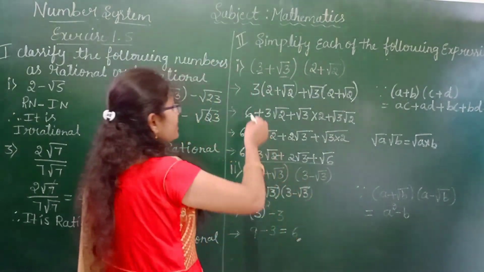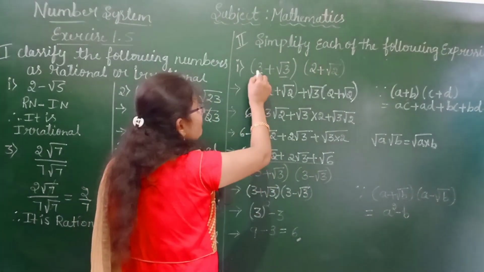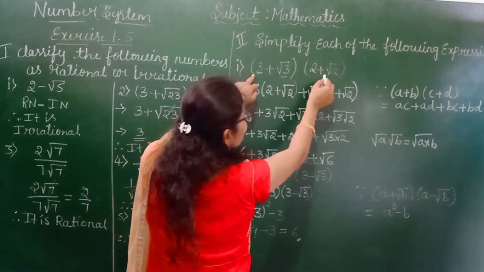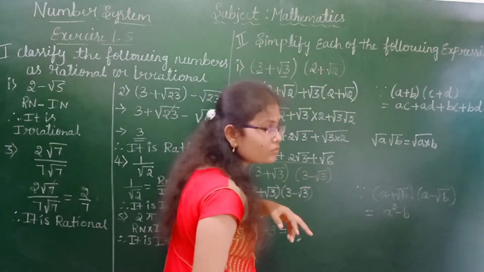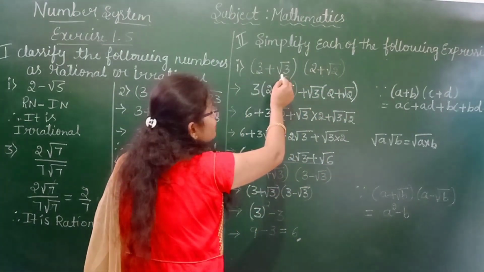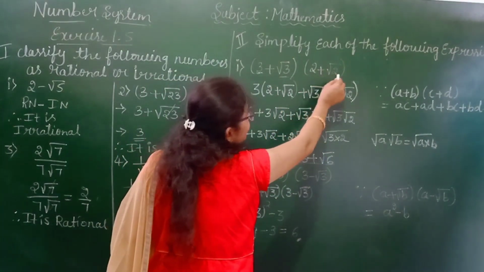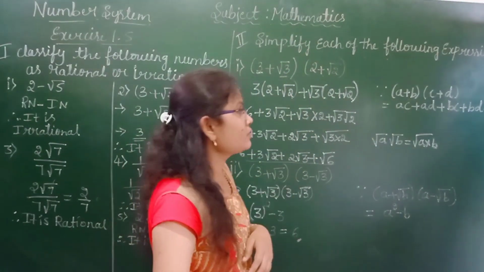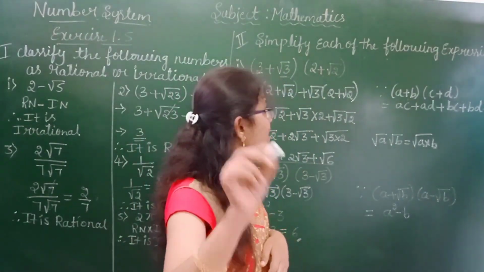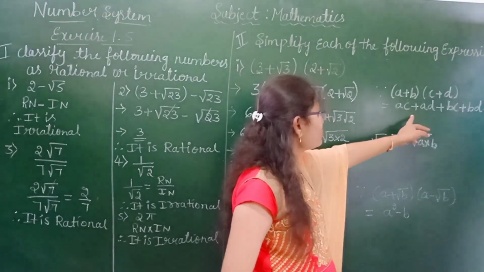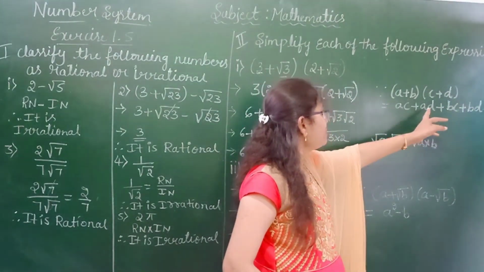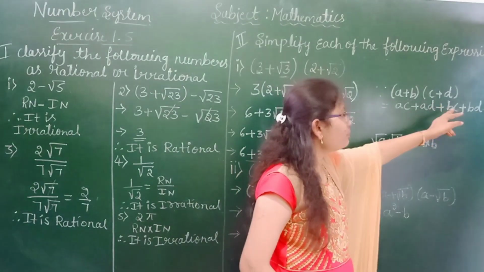Now you can see here, first we have to multiply 3 with 2 plus root 2, and again we have to multiply root 3 with 2 plus root 2. Here we are going to apply the property: a plus b into c plus d is equal to ac plus ad plus bc plus bd.